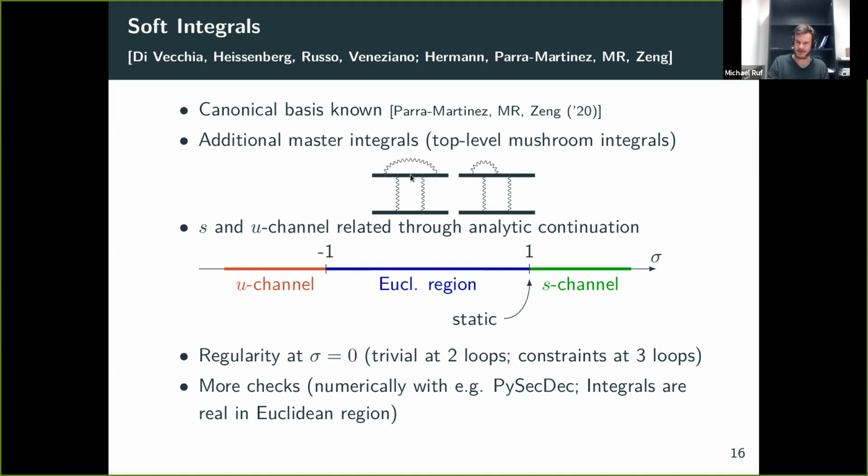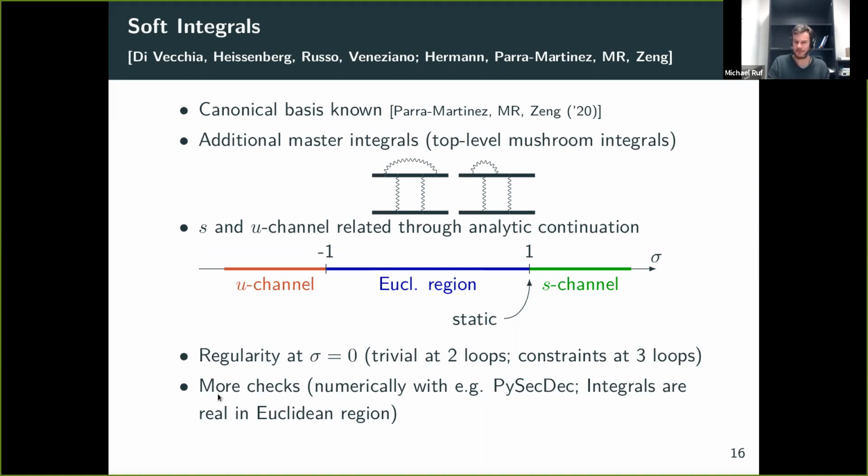The nice thing about the soft expansion is that we can now use analyticity of the results. So we can, for example, continue from the S channel to the U channel. And even better, because this is a massive problem, we have a Euclidean region for the problem. And in particular, this gives us an additional constraint that all the integrals have to be regular at basically this point, sigma equals 0. This is actually trivial at 2-loop, but gives new constraints starting from the 2-loop order.